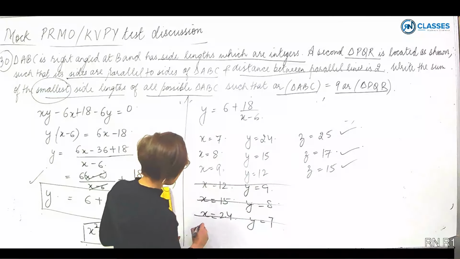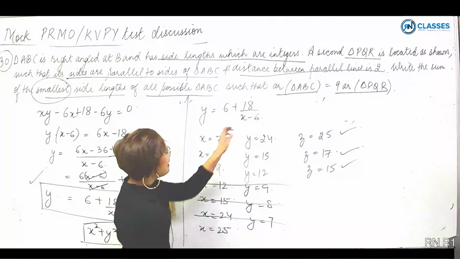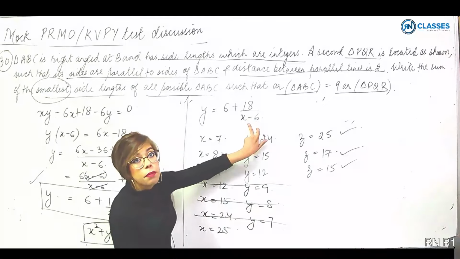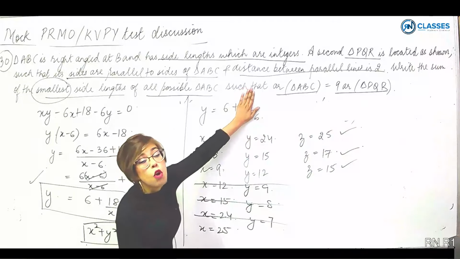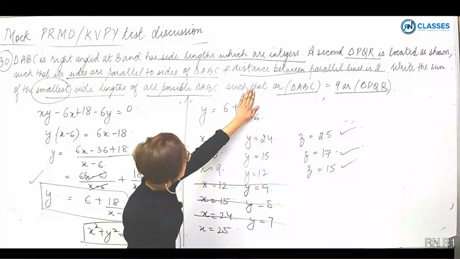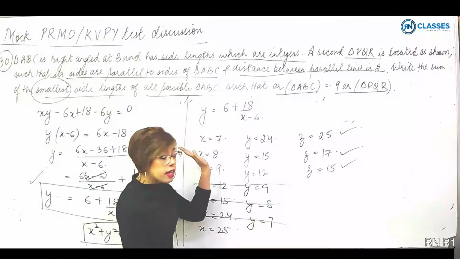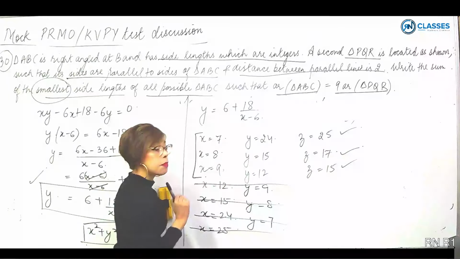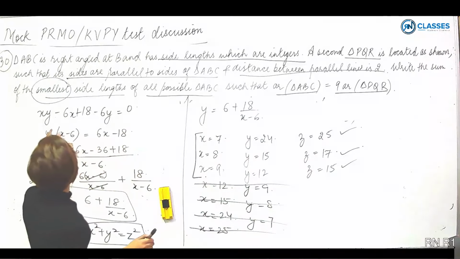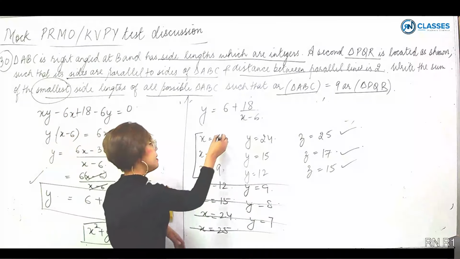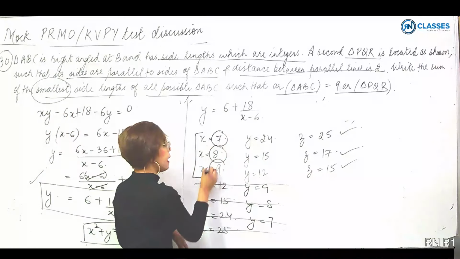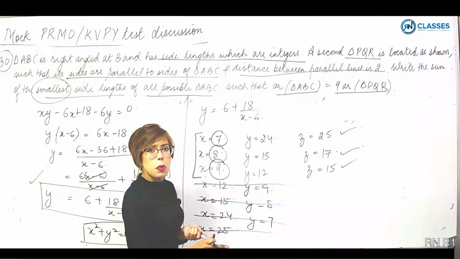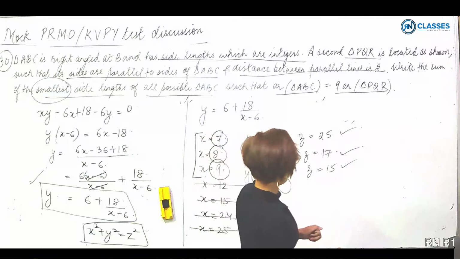Further on, if I put x as 25, mind that the denominator will become greater than 18. That means this will not be an integer. Now if this is not an integer, how can y be an integer then? That means my process will stop. These are the only 3 triangles possible. Now, I want the sum of the smallest side lengths. Smallest side length, 7 here, 8 here, 9 here. Add it up and you will get the answer as 24. 15 plus 9, 24? Yes.